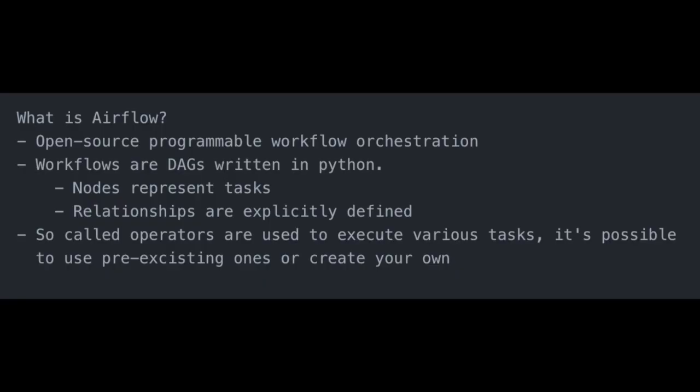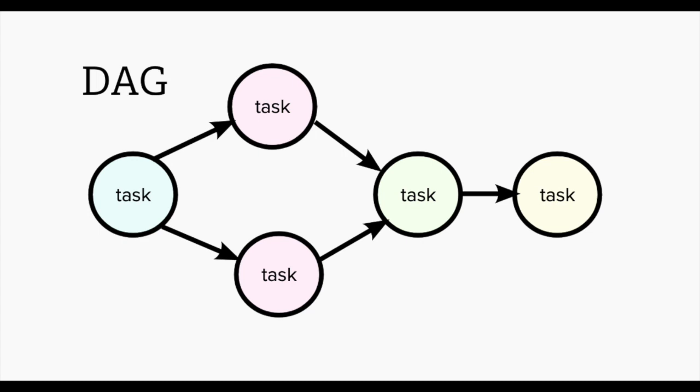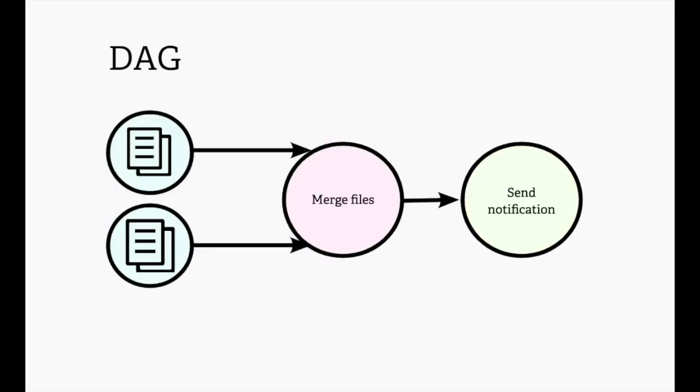Luckily, there is a tool for you to use. Airflow is an open source workflow orchestration tool that allows you to programmatically author, schedule, and monitor workflows. The workflows are written in Python as directed acyclic graphs, or DAGs, where a task will represent a node in the DAG and the relationship between the nodes are explicitly defined.